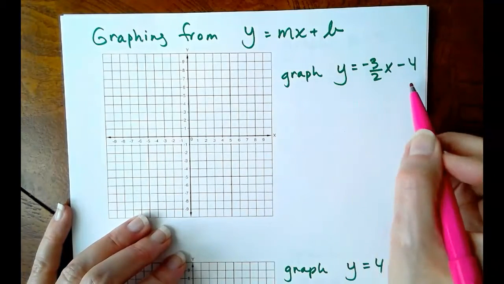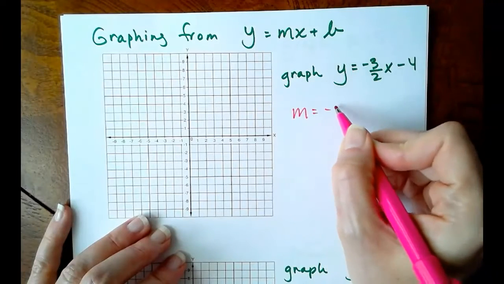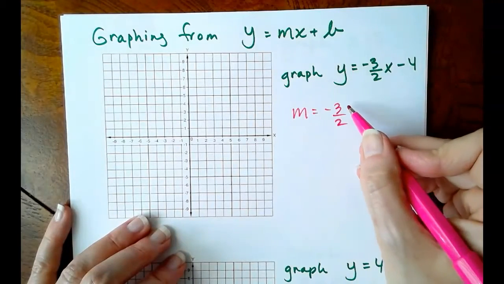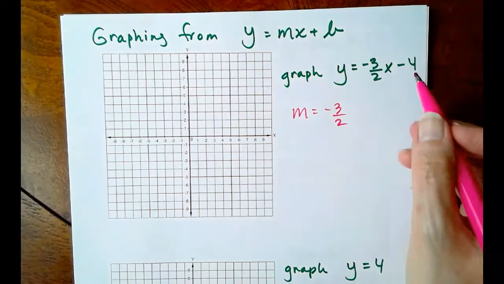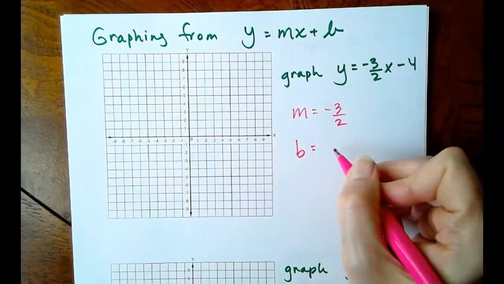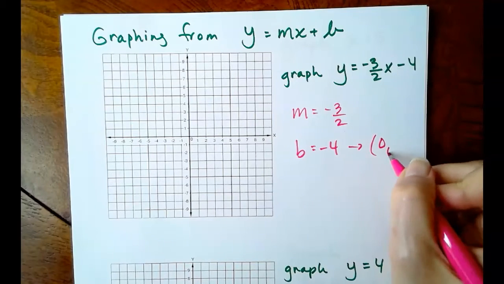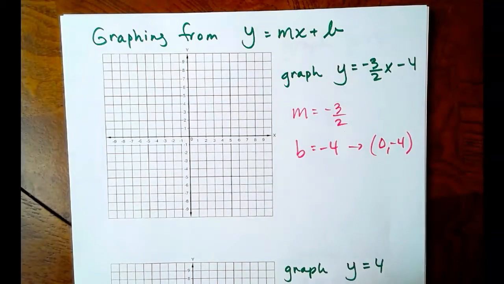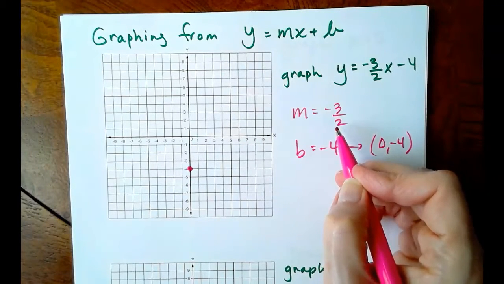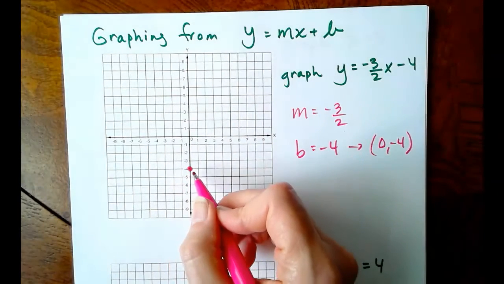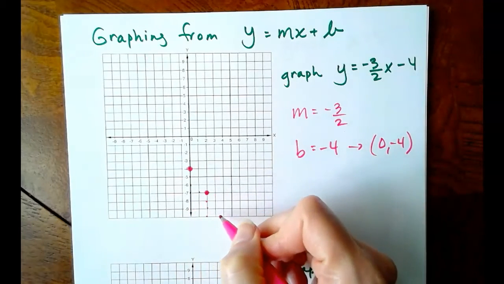So if we have y equals -3/2 x minus 4, we have a slope of -3/2. That means down 3, forward 2 from any point on the graph. And we have a y-intercept, b equals -4. That translates to the point (0, -4). So let's plot that point, and then let's rise and run from that point. So from that point, we're going to go down 3, forward 2.